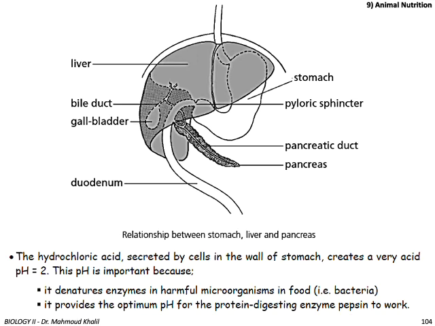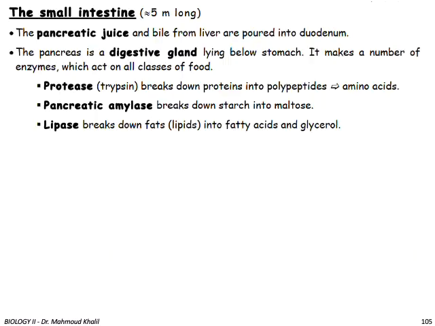The hydrochloric acid secreted by cells in the wall of the stomach creates a very acidic medium, reaching a pH of 2. This pH is important because of two factors. It denatures enzymes in harmful microorganisms in food, so bacteria will die in the stomach due to acidity, and as well it provides the optimum pH for the pepsin to work.